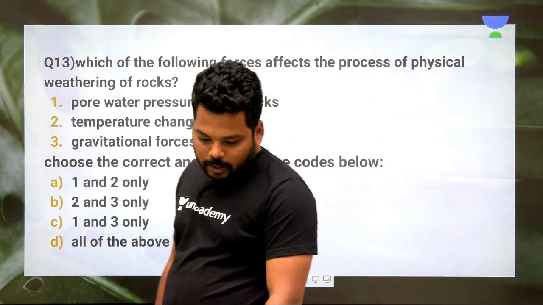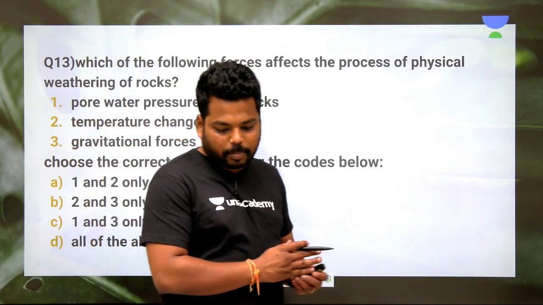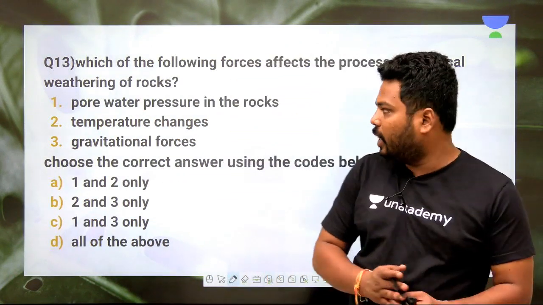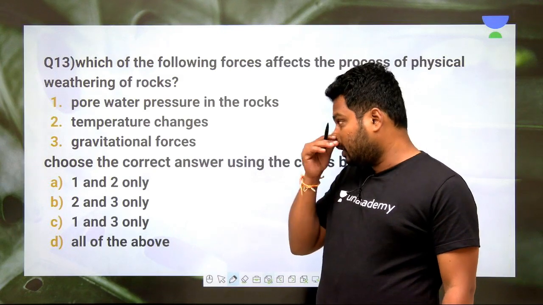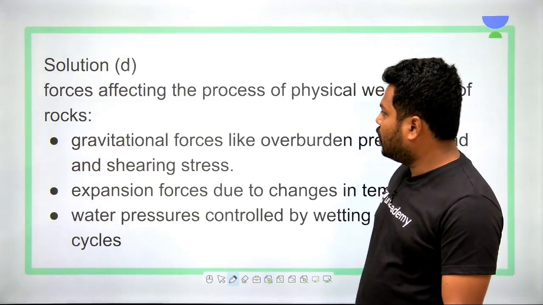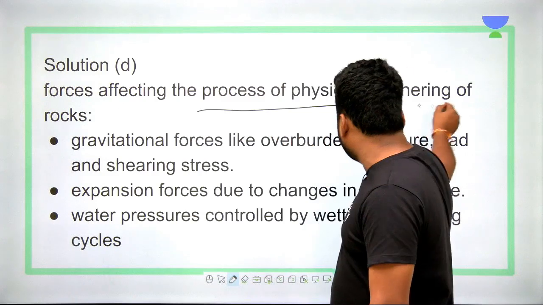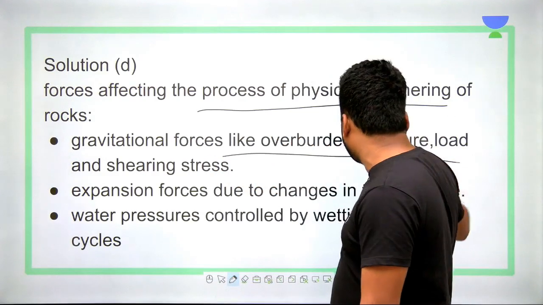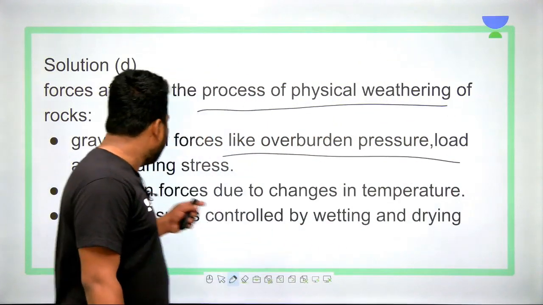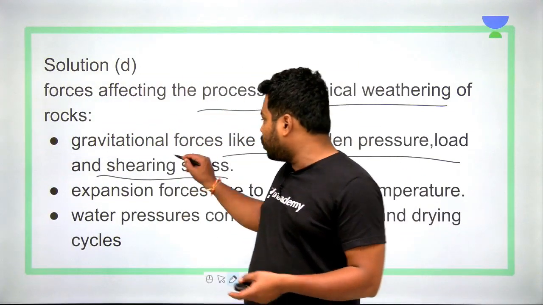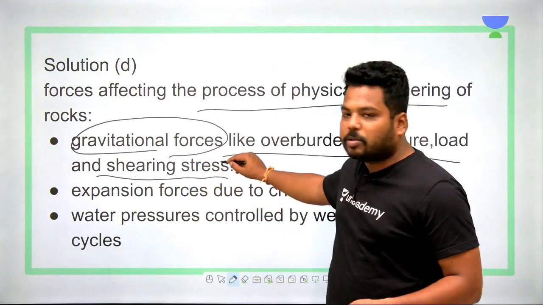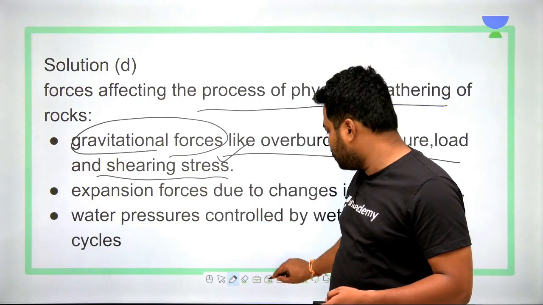Clear? Which of the factors affects the process of physical weathering of rocks? Pore water pressure in the rocks, temperature changes, gravitational forces. Clear? So let's see. Forces affecting the process of physical weathering: gravitational forces like overburden, pressure, and load and shearing stress. Clear? So you might have got what gravitational forces are, and hence this becomes the perfect option.